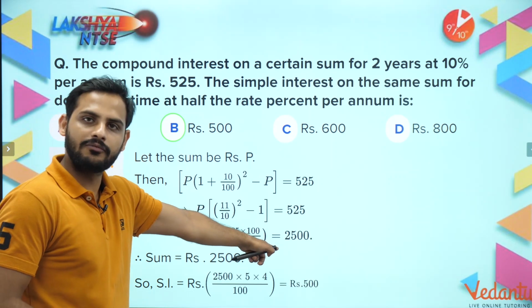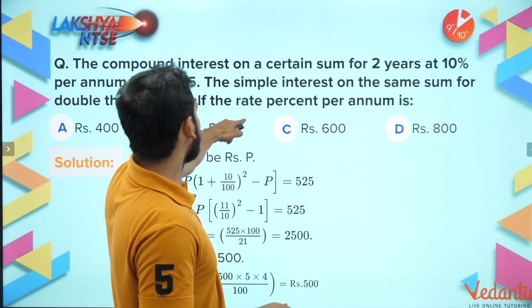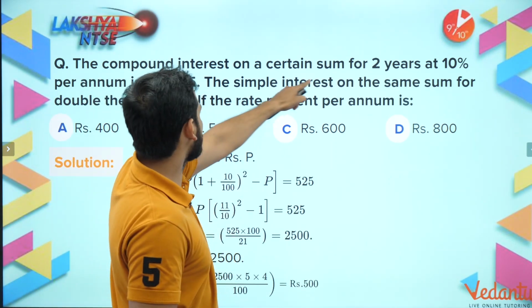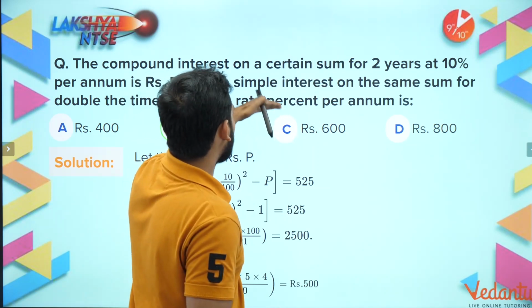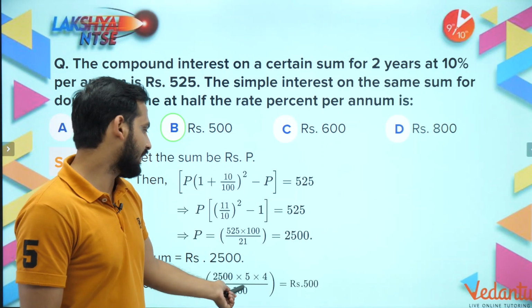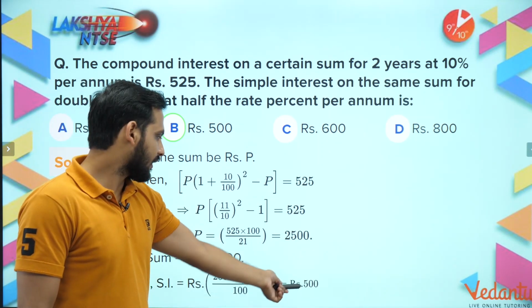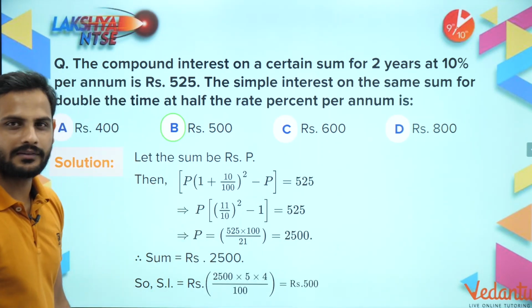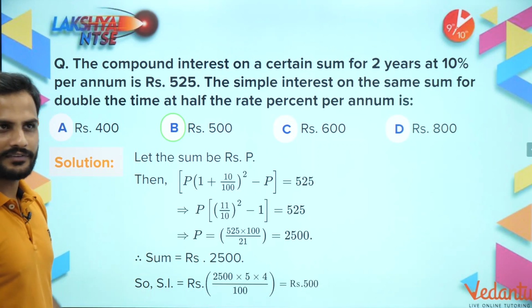Principal amount is 2,400. Now they are saying simple interest when double the time. So time will become 4 years and half the rate percentage, so it will become 5%. So 2,500 into 5% into 4 by 100. So you are getting rupees 500. So 500 is the correct answer. So whatever the question has told, you have done the same thing.